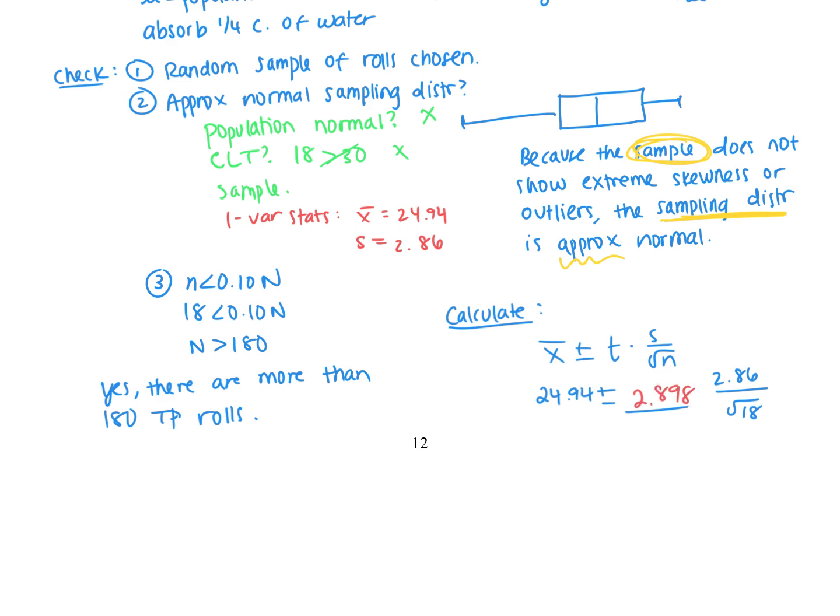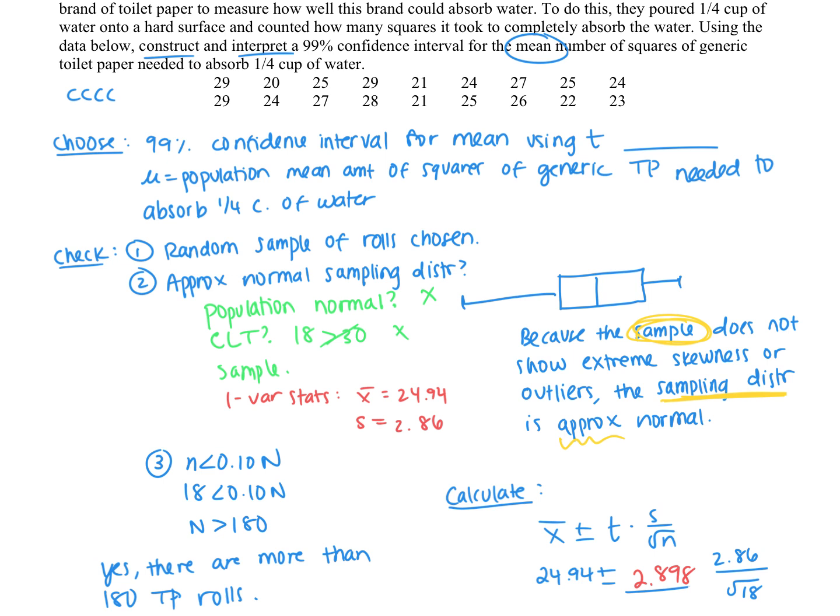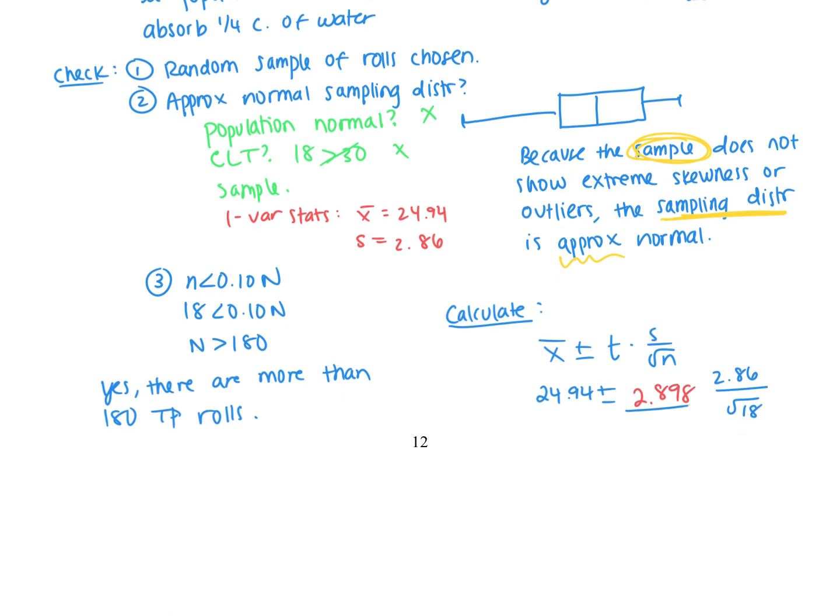Now, if you remember, in the very beginning of this question, I said, leave a blank next to the t. You have to say how many degrees of freedom you used. So, in this case, we're using t with 17 degrees of freedom. Like I said, it's always one less than the sample size. And then I will tell you this ends up being 22.99, 26.89.